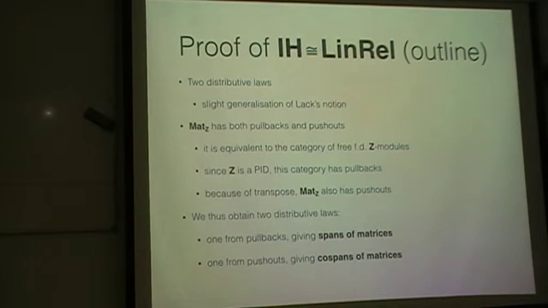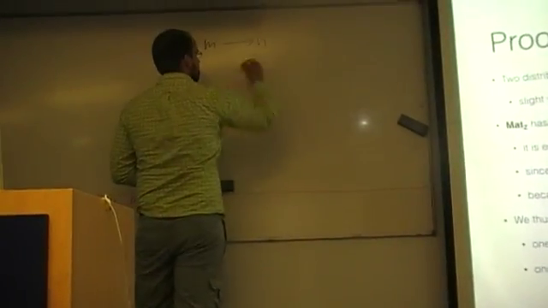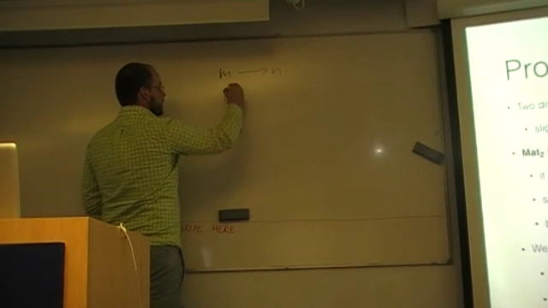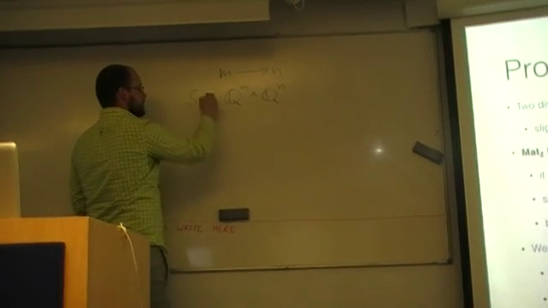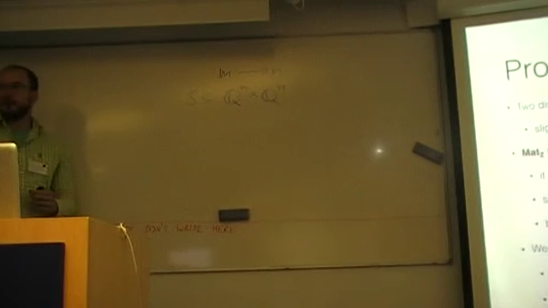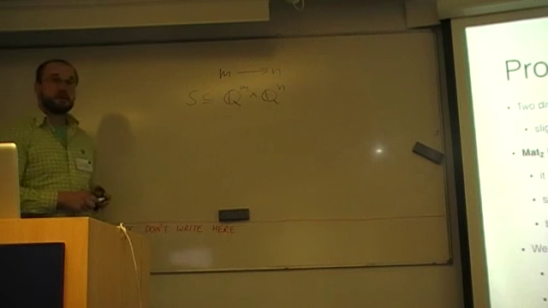Okay, so let's now go to the main proof. Let's try to prove that this theory of interacting Hopf monoids is isomorphic to the prop of linear relations. So can you say what linear relations are? Yes. The prop of linear relations has as arrows from M to N subspaces of Q^M times Q^N, where Q is the rationals. Linear subspaces. And composition is relational composition.